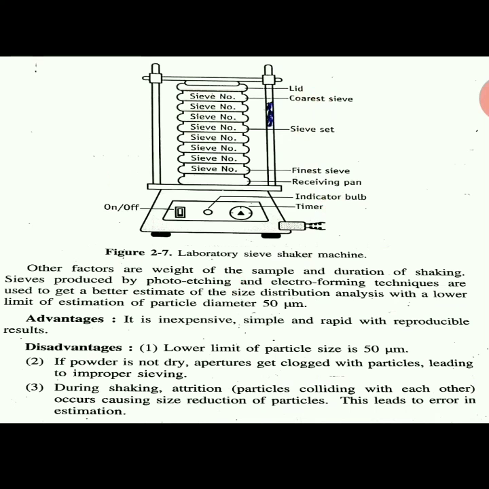Okay, then this machine has advantages and disadvantages. What are the advantages? It is inexpensive, it is simple and rapid with reproducible results. And what are the disadvantages? There are 3 types of disadvantages. It has a lower limit of particle size, that is 50 micrometer, which means this machine gives only 50 micrometer size particles. The next disadvantage is, if the powder is not dry, then the aperture gets clogged with the particles, leading to improper sieving.